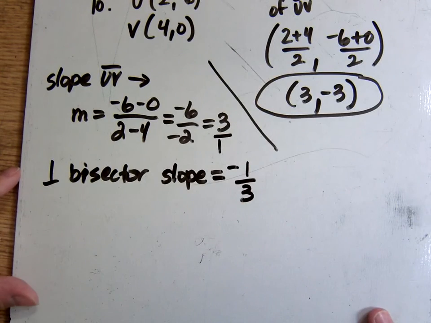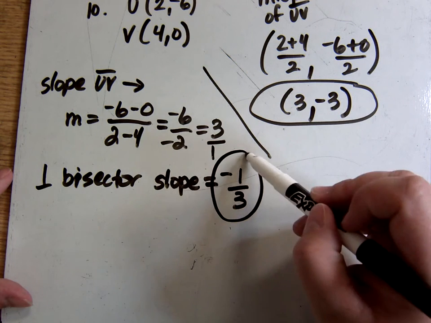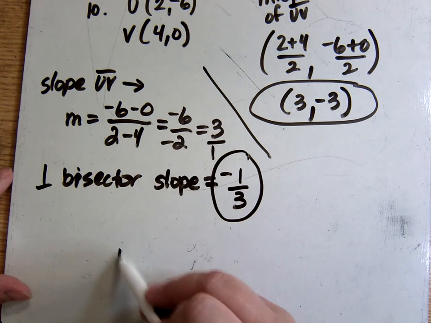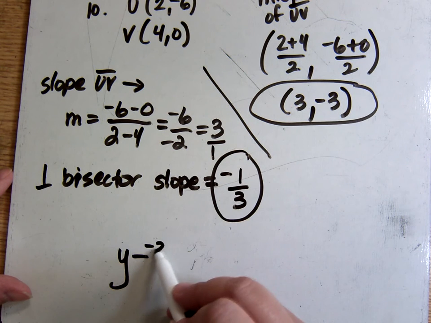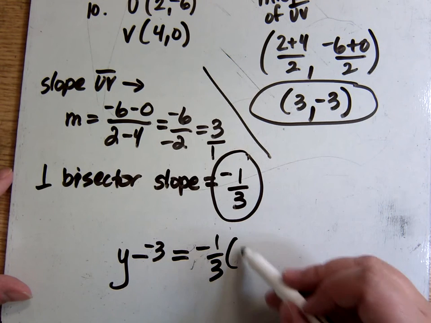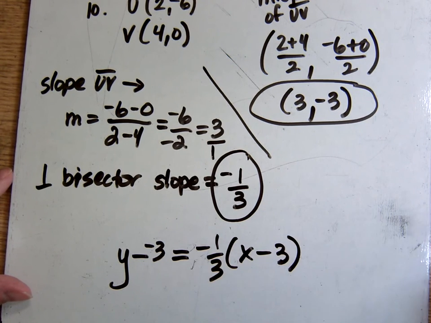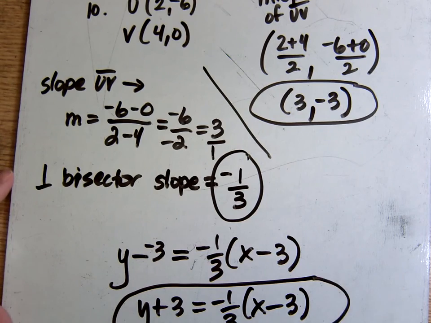So now I have the two main things I needed to know about my line. I have its slope and I have a point that's on it. So y minus, I'm going to plug in the y value here, negative 3 equals, here's the slope, x minus 3. So I get y plus 3 equals negative 1/3 of x minus 3, and that is my answer. Ta-da!